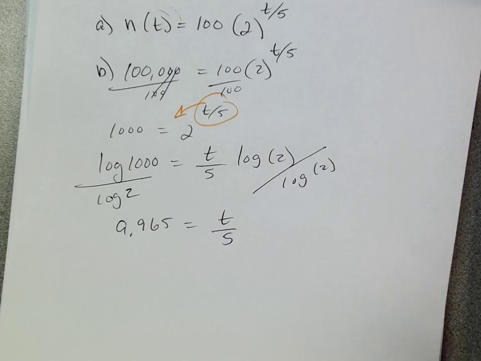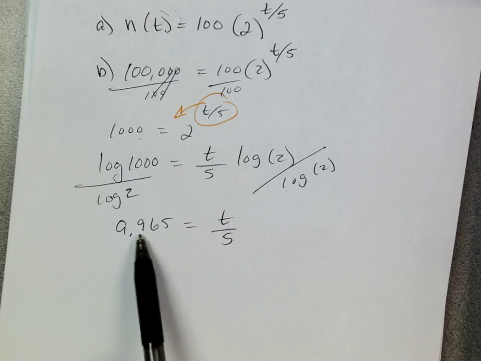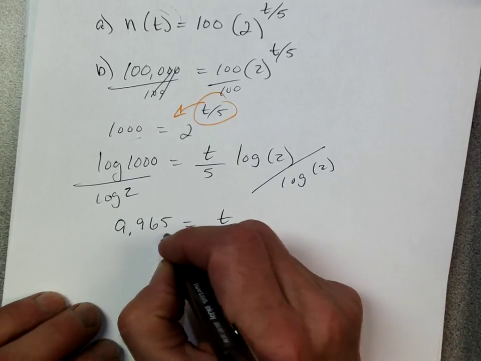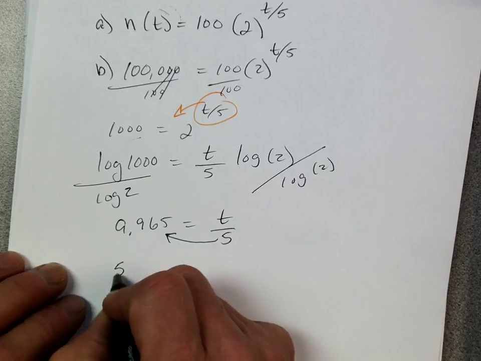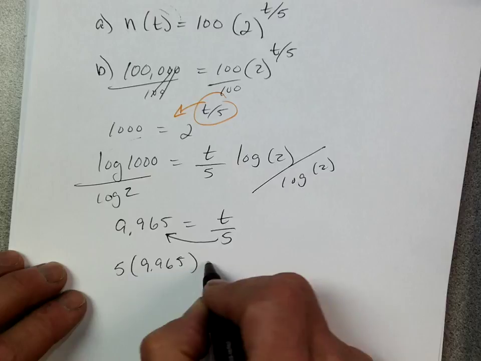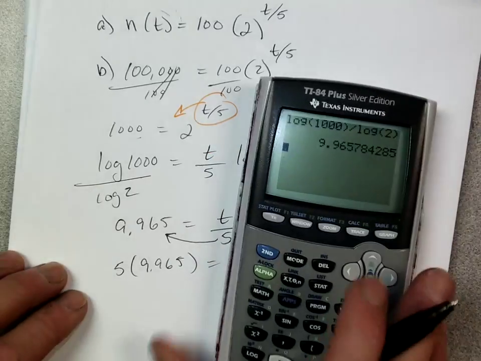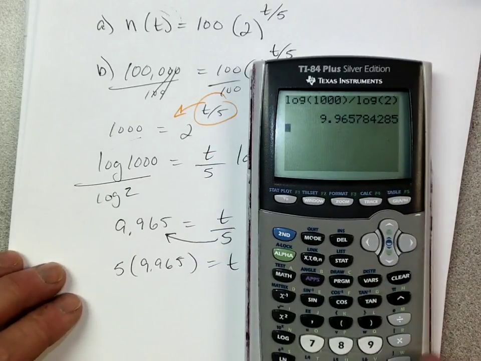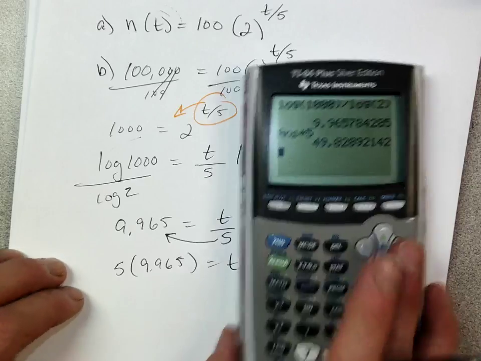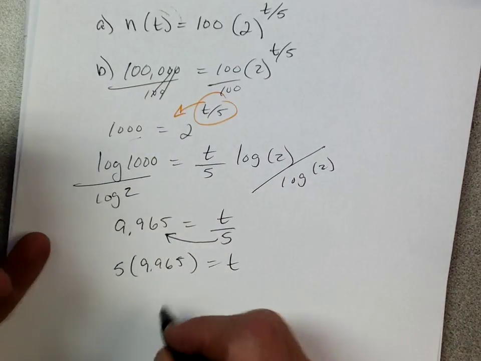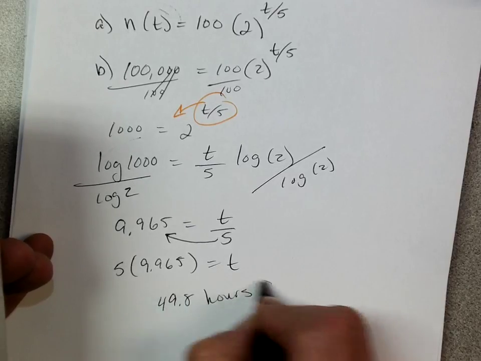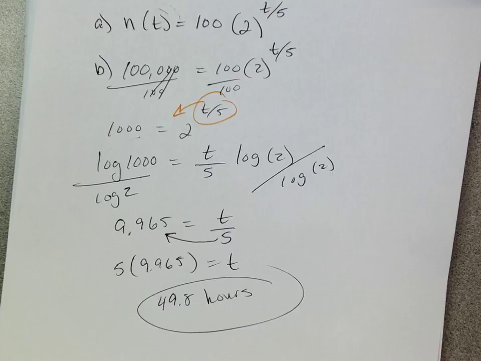Okay, now, so I just divided that. My calculator said 9.96 blah blah blah. Multiply by 5, right? Times it by 5. So 5 times 9.965 blah blah blah equals t. So take the calculator. I'll just multiply this answer times 5. And I got 49.8. And I think that's in terms of hours, isn't it? Okay.